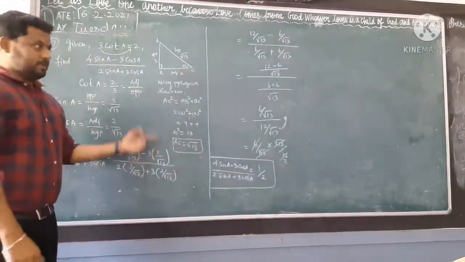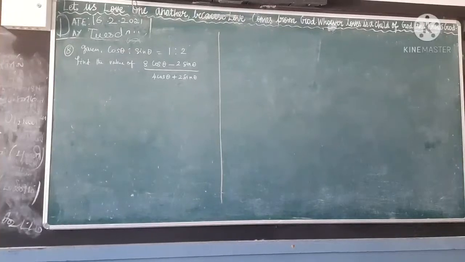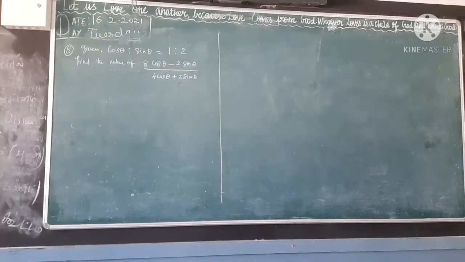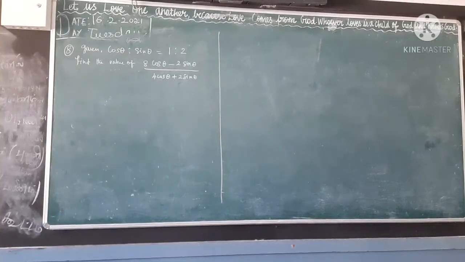Clear? Yes. Important question. Eighth question: if cos theta is to sin theta is equal to 1 is to 2, then find the value of 8 cos theta minus 2 sin theta divided by 4 cos theta plus 2 sin theta.